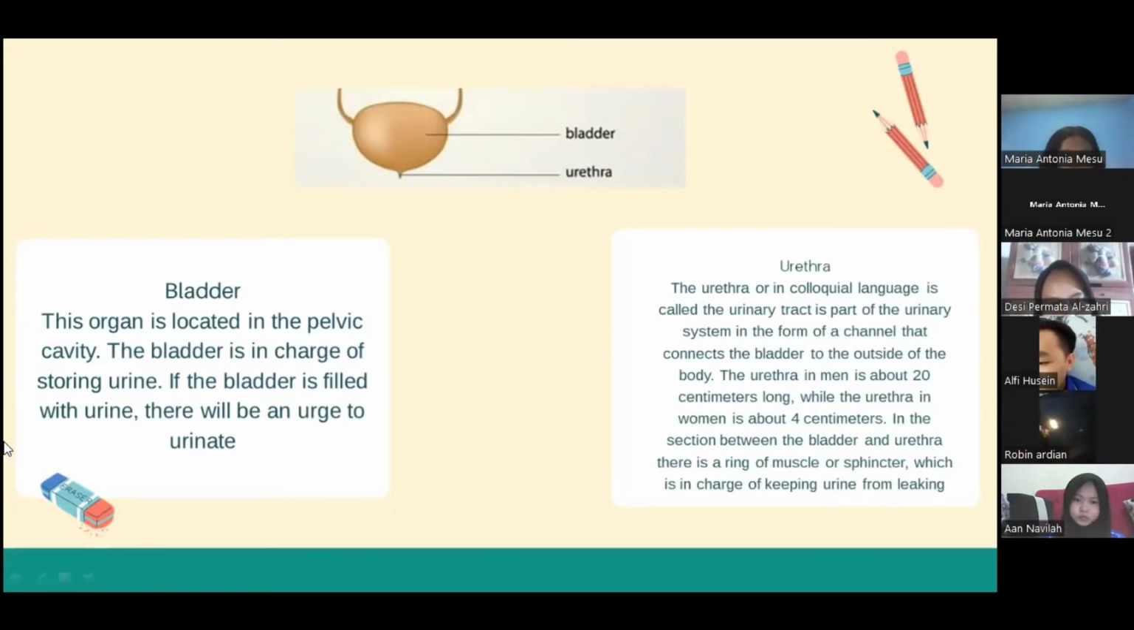Yang berikutnya urethra. The urethra, or in colloquial language, the urinary tract, is part of the urinary system in the form of a channel that connects the bladder to the outside of the body. The urethra in men is about 20 centimeters long, while the urethra in women is about 4 centimeters. In the section between the bladder and urethra, there is a ring of muscle or sphincter, which is in charge of keeping urine from leaking.